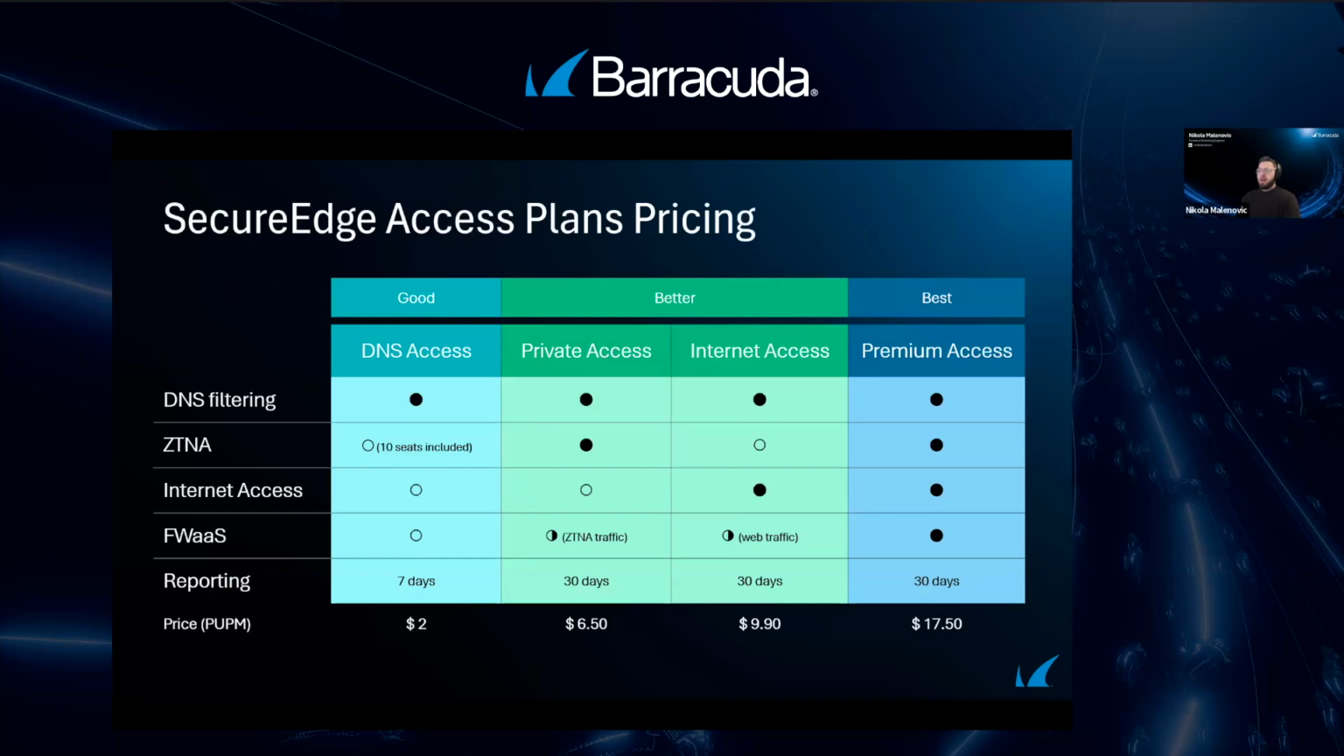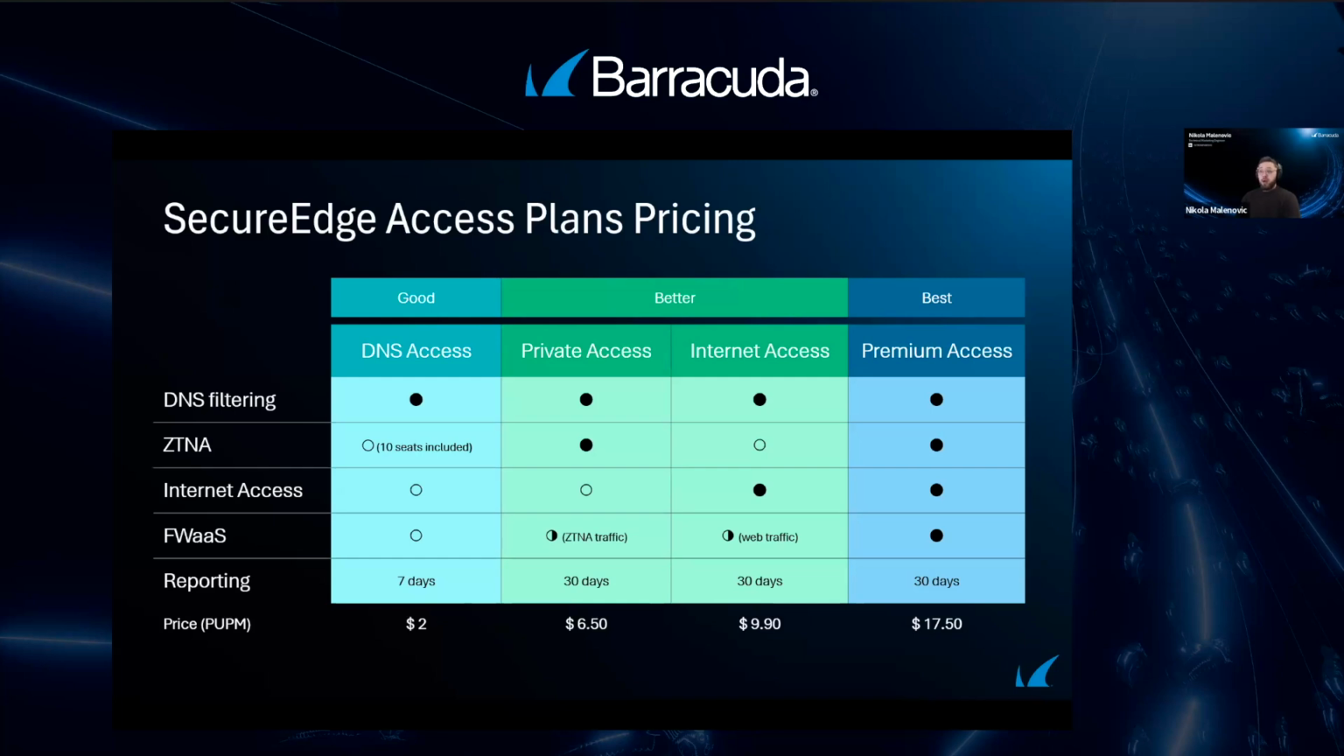So what we have done is we have divided the 4 access plans that I just mentioned into 3 different categories. So we have good, better, and best. Now, in the good category, we have the DNS access, which, like I just mentioned, is an entry-level solution. It provides basic DNS web filtering, and it also includes 10 ZTNA seats for testing. And you get a reporting retention period of 7 days for your logs and reports.